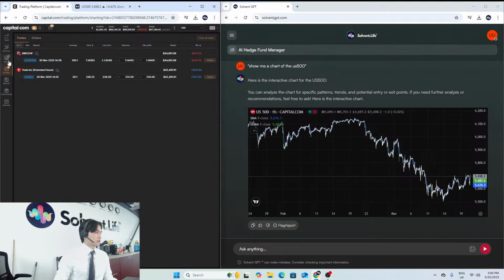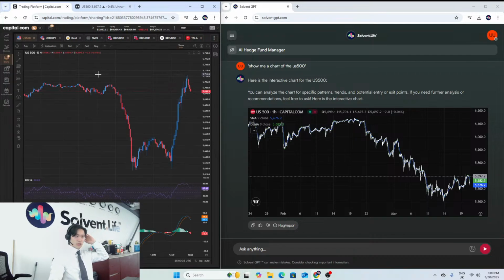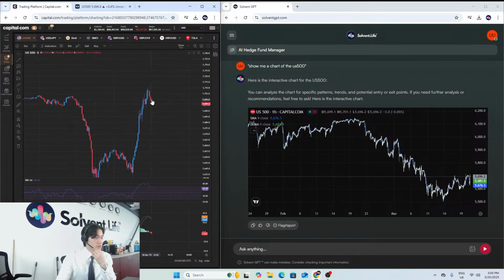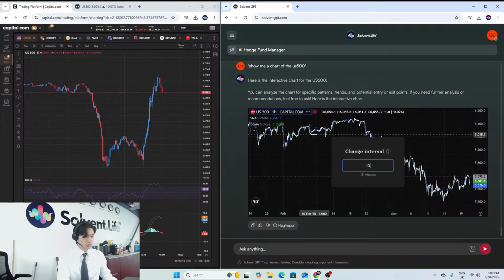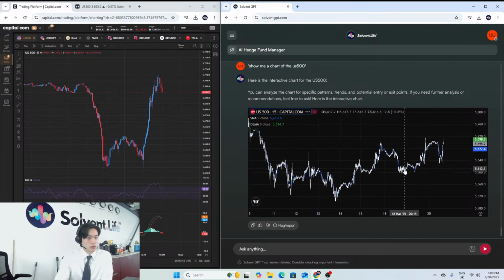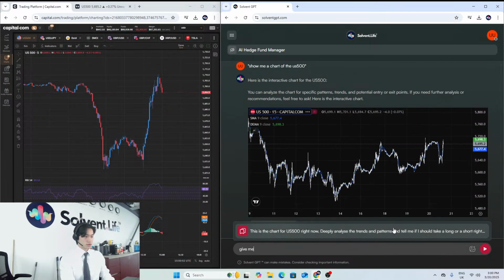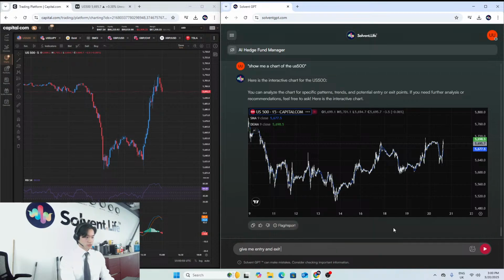What are we looking at next? Let's see. US 500 potentially. A little bit of retracement here. So we've got the US 500 here. Let's change this to 15. Okay. Give me entry and exit points for this chart with a likelihood of 7 out of 10 or more of being a successful trade.